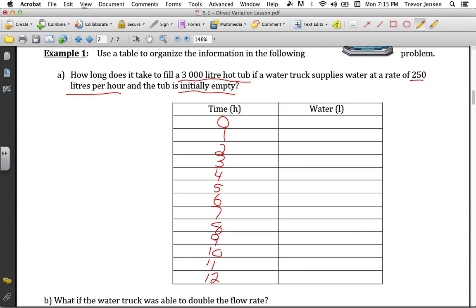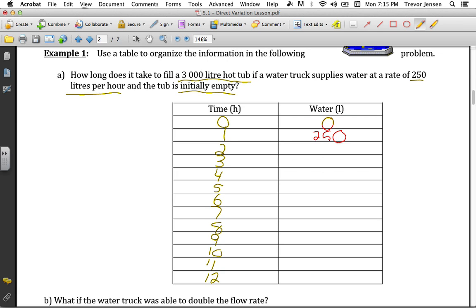So first of all, I know that the tub is initially empty. It starts off empty. So if we've been filling the tub for 0 hours, so before we even start filling it, how much water is in the tub? If it's initially empty, there are 0 liters of water in the tub. Now, you'll notice in the next row here, for time, it says 1 hour. So if it's been being filled up for 1 hour, how many liters of water in the tub? Well, it says it supplies the water at a rate of 250 liters per hour. So after 1 hour, it will have 250 liters of water.